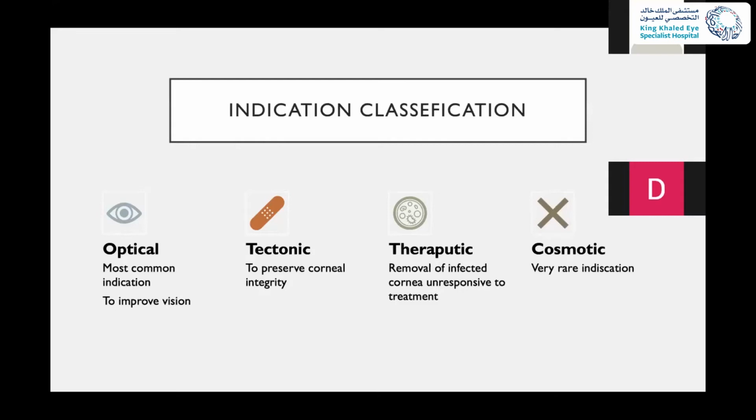Corneal transplantation can also be classified on the basis of the indication for which it is being done, into optical, which is the most common indication nowadays, and it aims to improve vision in cases like corneal scarring and corneal ectasia, or tectonic, which aims to preserve corneal integrity in cases of large corneal perforations, or therapeutic, which aims to remove the infected corneal tissue that is unresponsive to treatment. And the final indication, which is very rare, is the cosmetic indication.